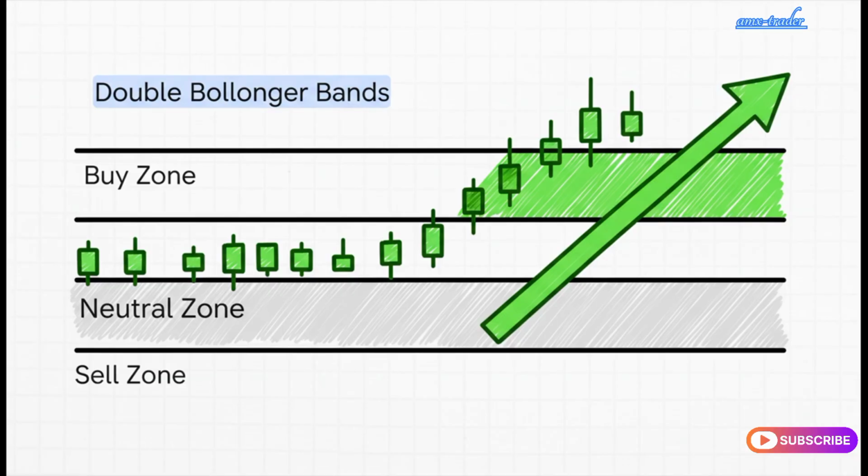So first up, we've got the buy zone. This is pretty simple. It's the area above that upper 0.5 deviation band. When you see the price hanging out up there, that's a really strong signal. It's telling you that buyers are firmly in control and the upward momentum is for real.